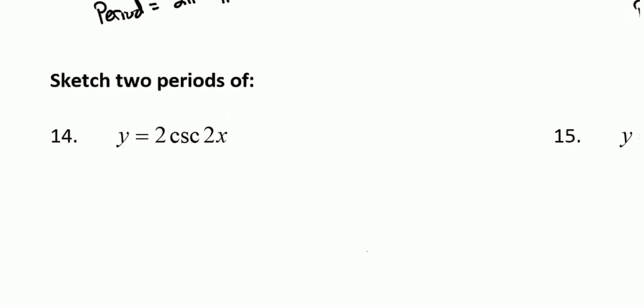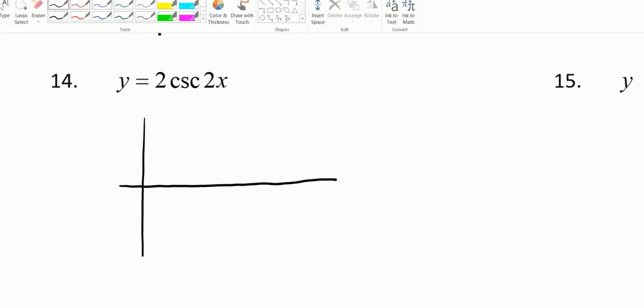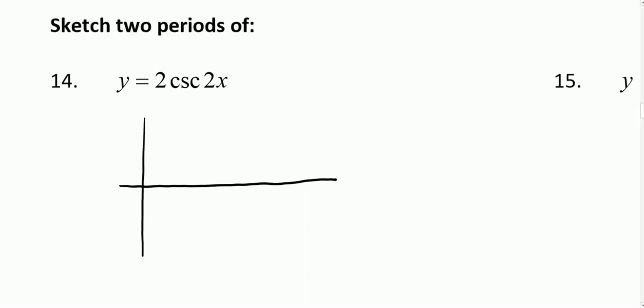We're asked to sketch 2 periods of 2 times the cosecant of 2x. So to do this, let's decide where we want our 2 periods. I'm going to go from 0 to 2 pi. Sorry, 4 pi. And to help me with my graph, I'm going to first graph the sine, 2 periods of the sine. And I will be erasing this. That's 1 period, 2 periods.